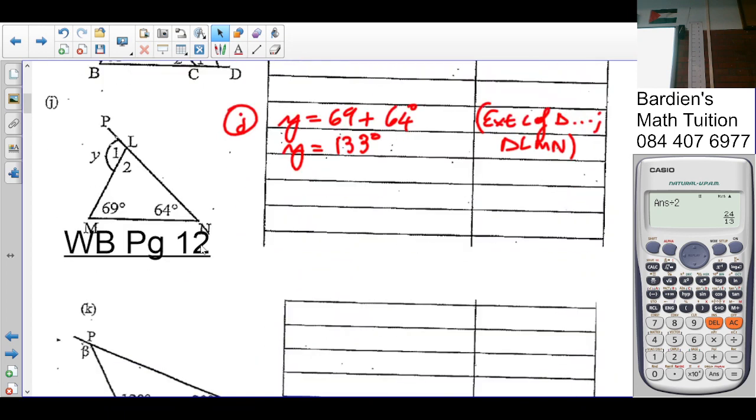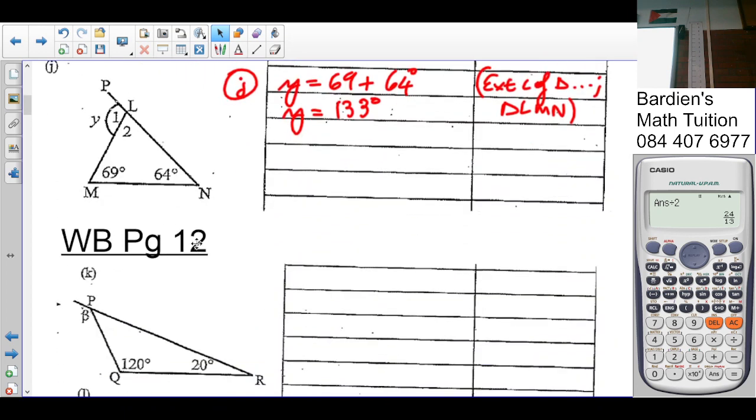Yes, sir. Right. Now I'm asking if you wanted to calculate L2 first, then you could have worked out L2, then you would have gotten the angle L2, then you could have used angles on a straight line. But the quicker way of doing it is just exterior angle equals the sum of the two interiors. Okay.